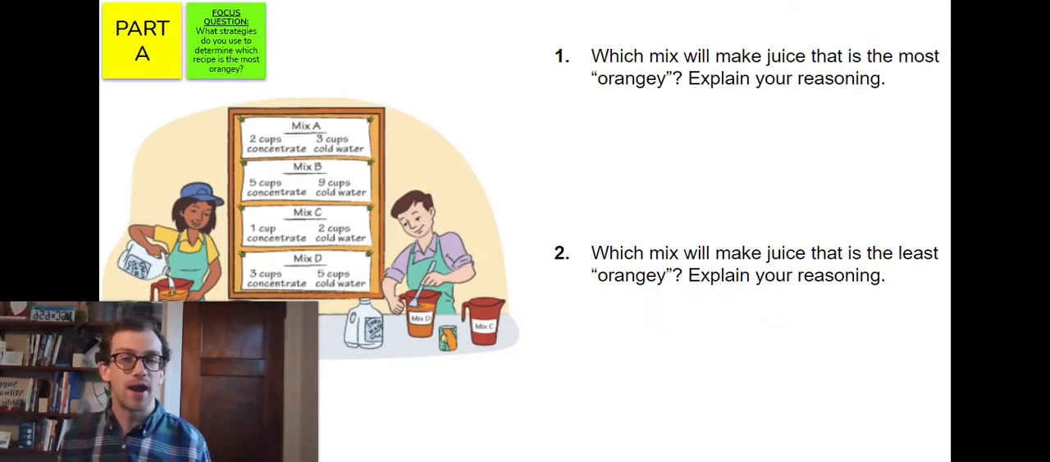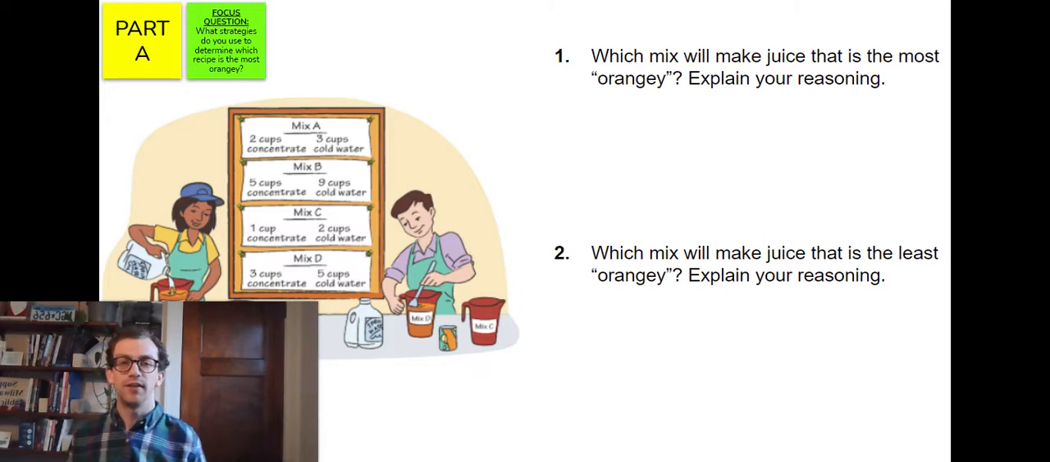Part A, all I'm asking you to do is examine and think about which of these mixes, mix A, B, C, or D, is going to taste the most orangey and which one is going to taste the least orangey. I really want you to spend some time on this. So I'm going to ask you to pause the video for a second and really think about how can you explain and prove your answer. Go ahead and pause.